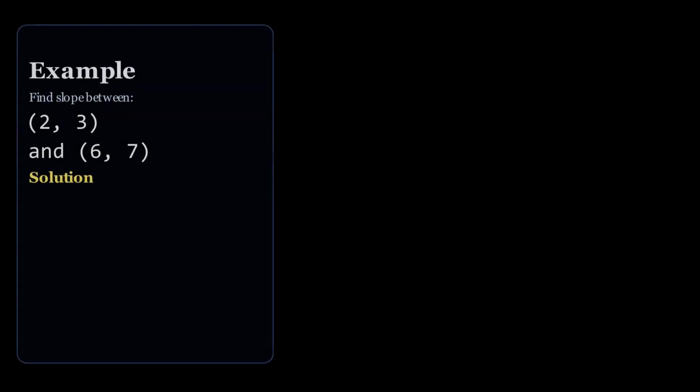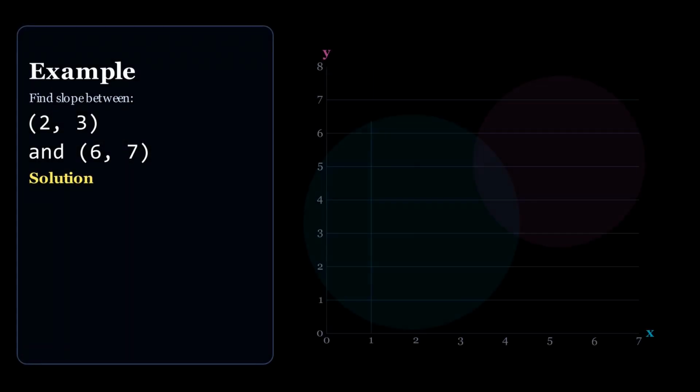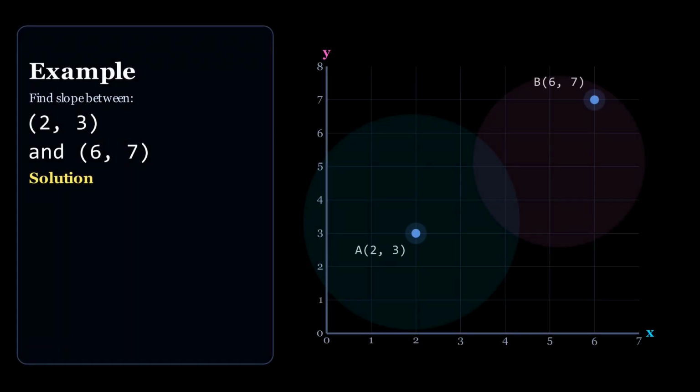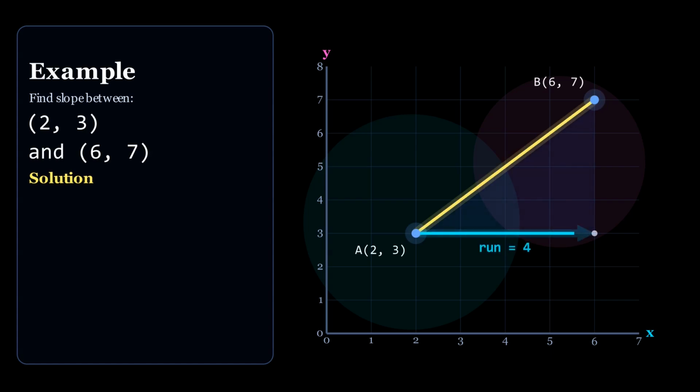Let's see one example. Find the slope of 2 points (2, 3) and (6, 7). See the solution. Here we apply the slope formula. m is equal to (7 minus 3) divided by (6 minus 2), which is 4 divided by 4. That is 1. So the slope is 1.